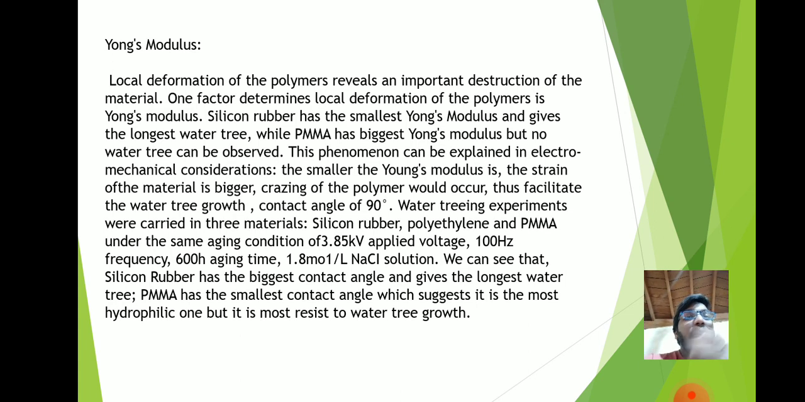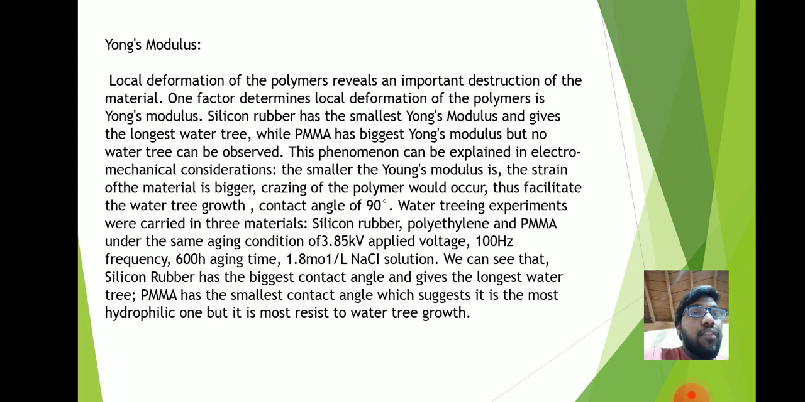Here, compared to silicone rubber, PMMA has a very big Young's modulus, but its water tree cannot be observed. This phenomenon can be explained by electromechanical considerations. The smaller the Young's modulus is, the bigger the strain of the material is. The crazing of the polymer would occur, thus facilitating water tree growth. The smaller the Young's modulus, the greater the length of the tree. We have to know that.